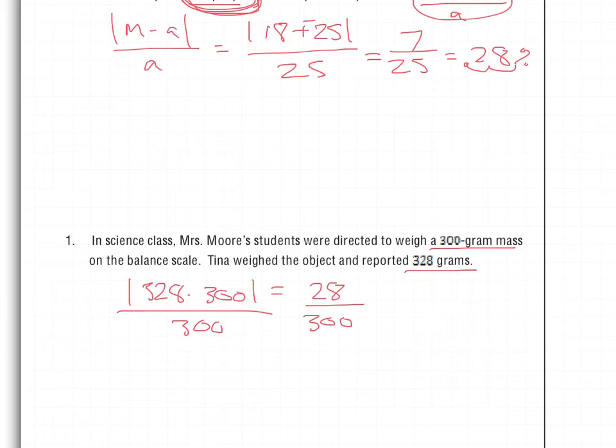So 28 divided by 300 is going to be 0.093 repeating. Move the decimal 2 times. This is 9.3 repeating percent. So he's off by 9.3%.